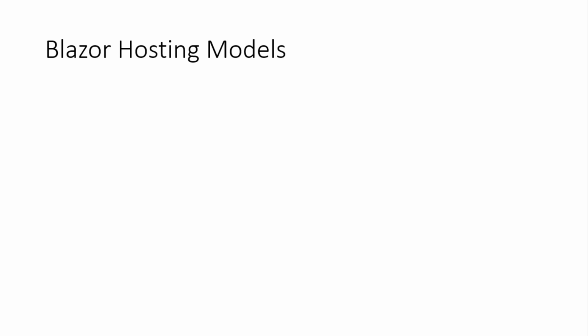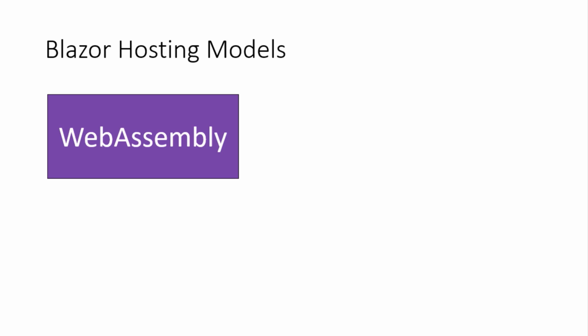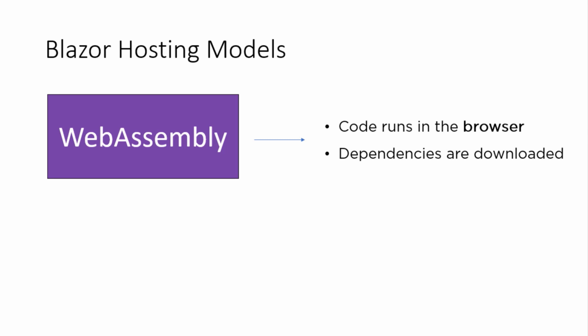To build Blazor apps, you can use two different architecture types, or as we call them, hosting models. And these are Blazor WebAssembly and Blazor Server. The WebAssembly hosting model is also known as Blazor Client. In this model, the Blazor app is running on the client side in the browser on WebAssembly. The Blazor app, its dependencies, and the .NET runtime are all downloaded to the browser. What this means is that the app is executed directly on the browser UI thread.